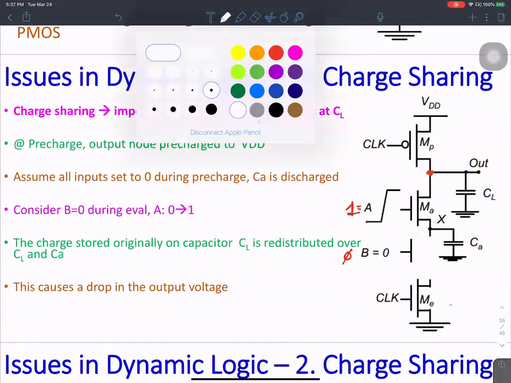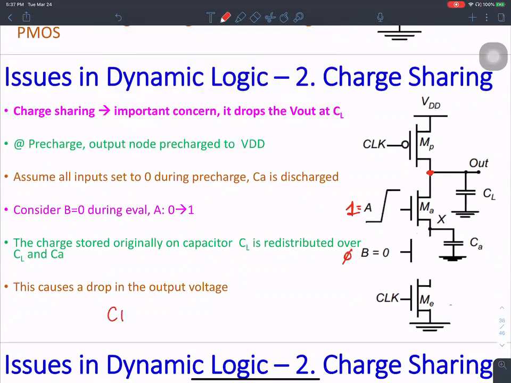So let's say we are going from a pre-charge phase. Let's say the clock is initially 0. When the clock is 0, this capacitance reaches a value of VDD. That's the pre-charge phase. Then the clock becomes 1. When the clock becomes 1, we are in the evaluate phase. In the evaluate phase, the value of A is 1, B is 0.